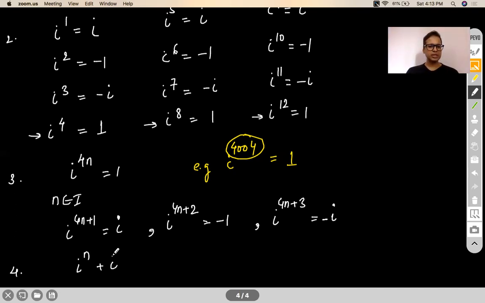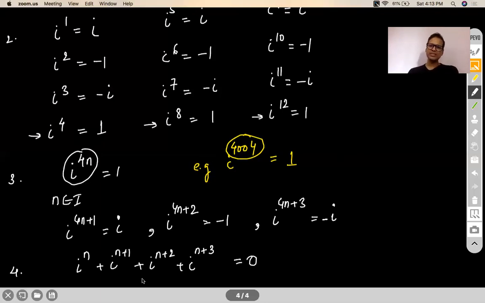If you add any 4 consecutive powers of i, it is going to give you a 0. i to the power 0 is 1, because it comes under this category, no? 0 is a multiple of 4, Madhav. So i to the power 0 will be 1. Okay, so this is very important.